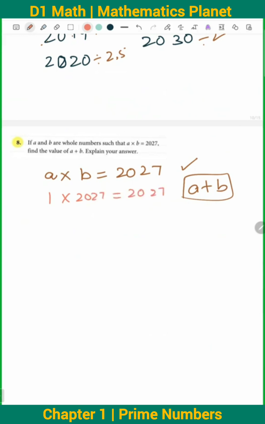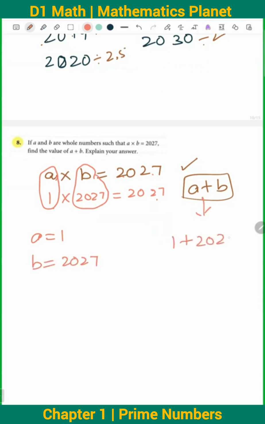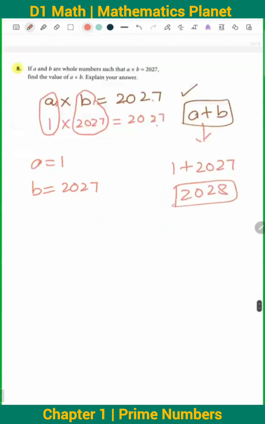You can just mute your mic because a few sounds are coming from your side. So 1 times 2027 is equal to 2027 because 2027 is a prime number. So what is A? A is 1. What is B? B is 2027. Now substituting in A plus B: 1 plus 2027 is 2028, which is the answer of this question. Clear? These are very easy questions.